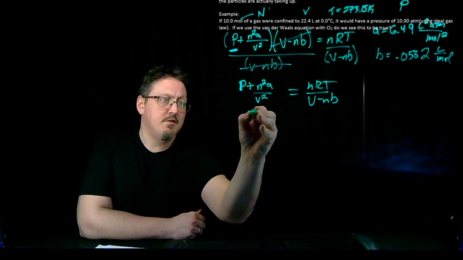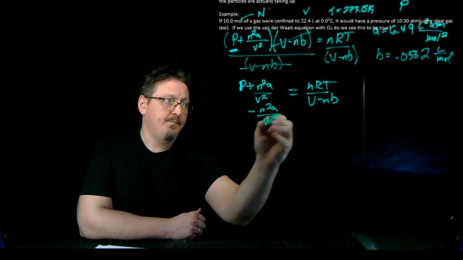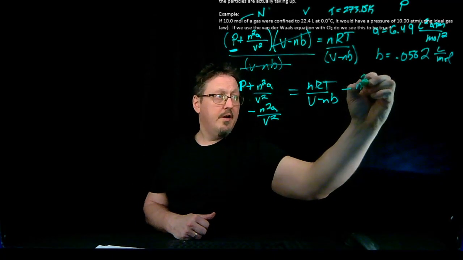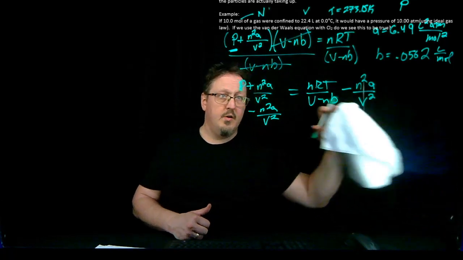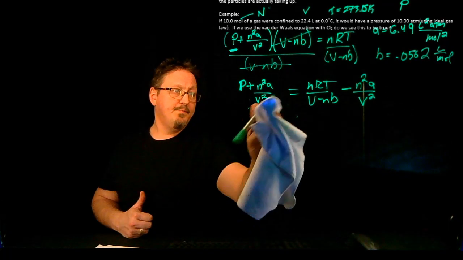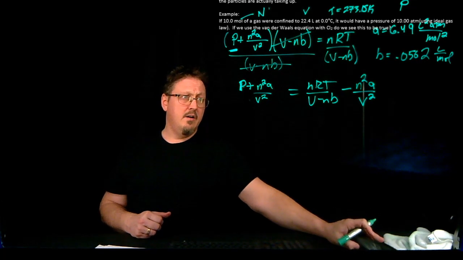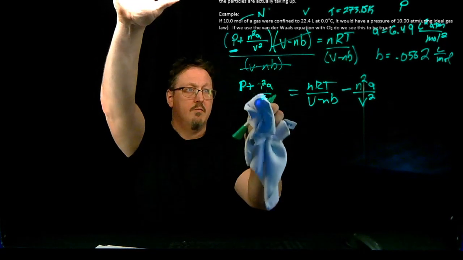So if we subtract n squared a over V squared, we do that to the other side, we get n squared a over V squared. Okay, so this is the equation that we're using. And so this canceled out.